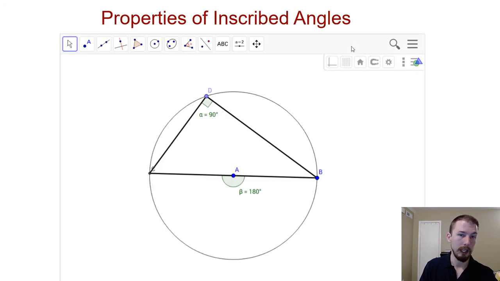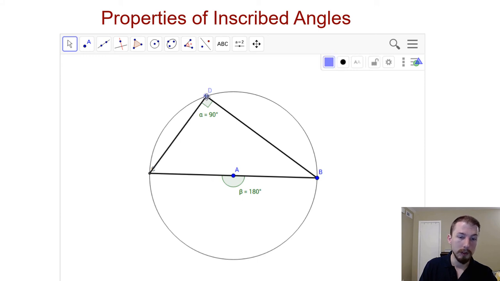Another application is to show them properties of inscribed angles. It's really Thales' theorem, which I actually show them at the beginning of the year. The central angle is 180 degrees on the diameter, and then if we put a third vertex anywhere on the semicircle, it's going to create all possible right triangles with the hypotenuse length of a diameter.